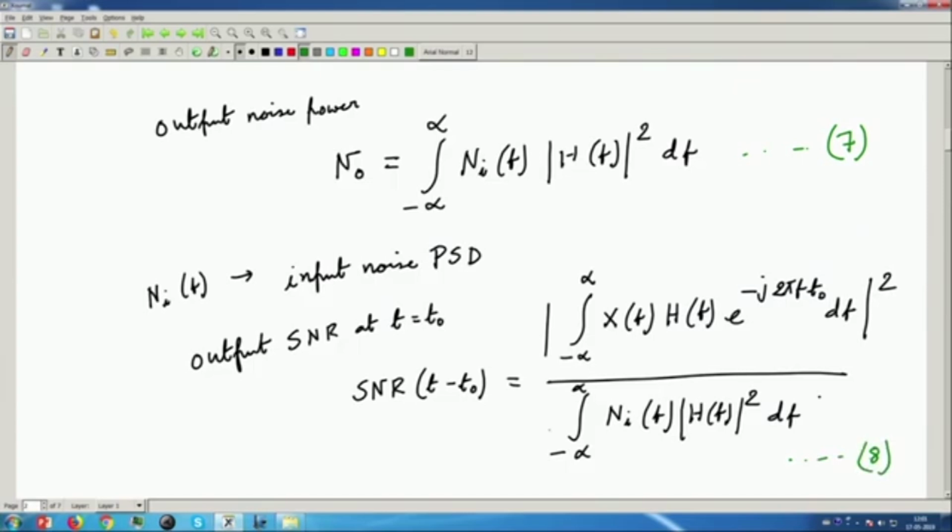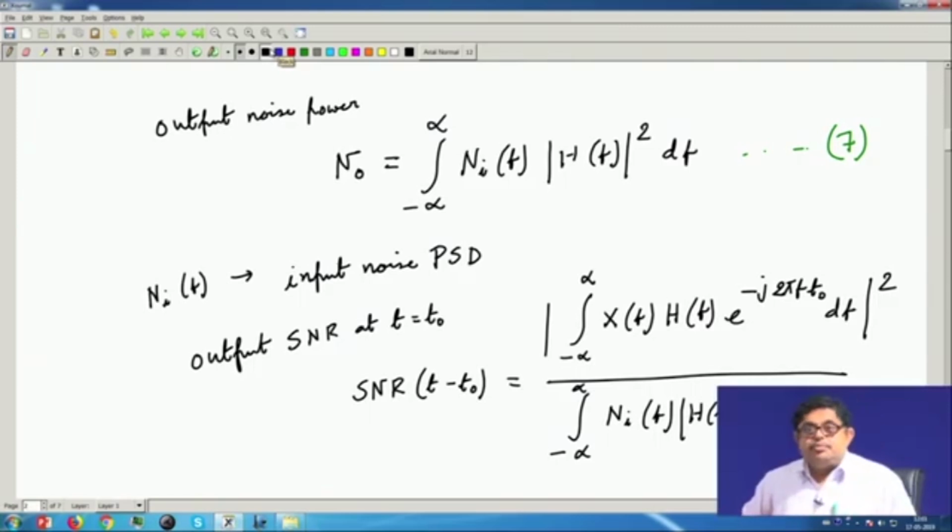Okay. So, now I recall what is the maximum value of that, and so on. You can see that we know the Fourier transforms are complex quantities.